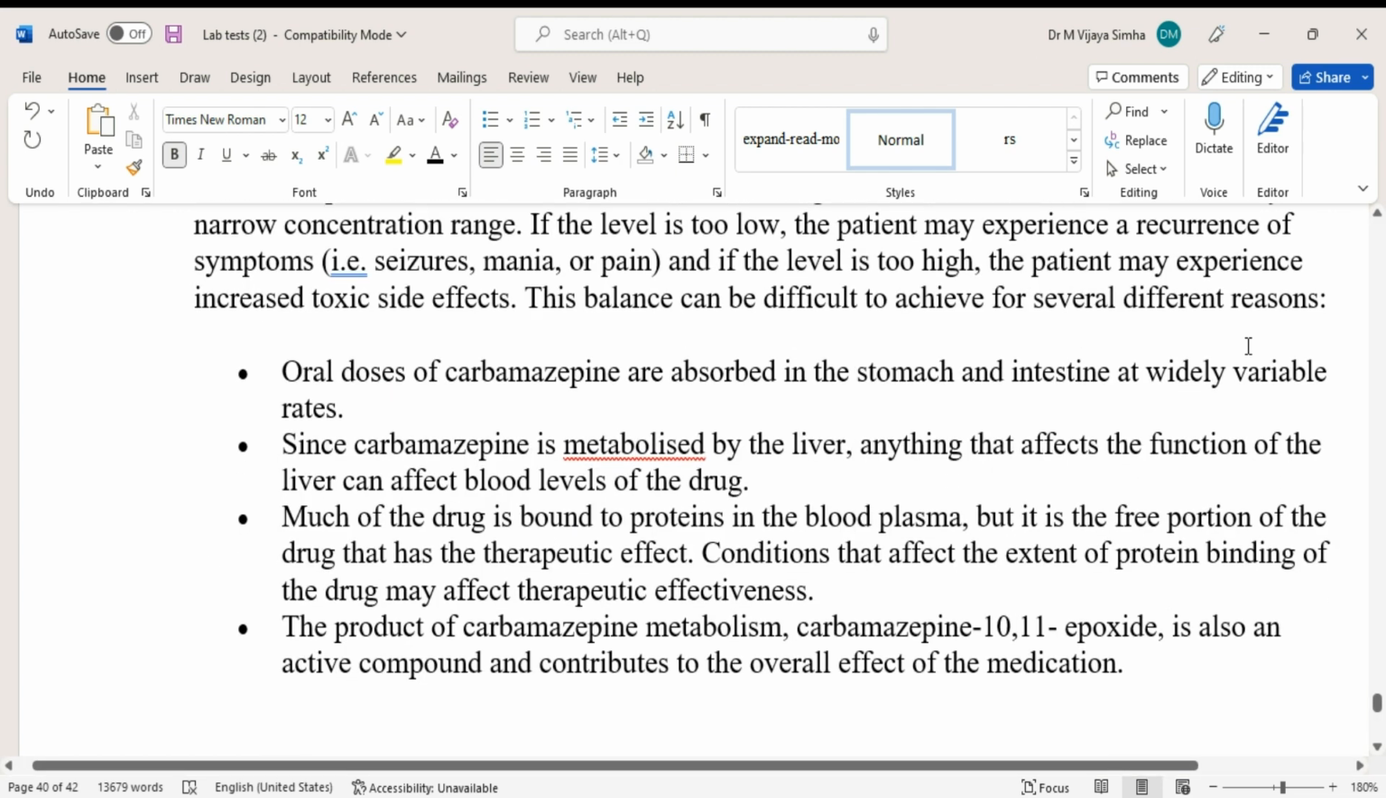Oral doses of carbamazepine are absorbed in the stomach and intestine at widely variable rates. Since carbamazepine is metabolized by the liver, anything that affects the function of the liver can affect the blood level of the drug. Much of the drug is bound to protein in the blood plasma, but it is the free portion of the drug that has the therapeutic effect. Conditions that affect the extent of protein binding of a drug may affect therapeutic effectiveness.